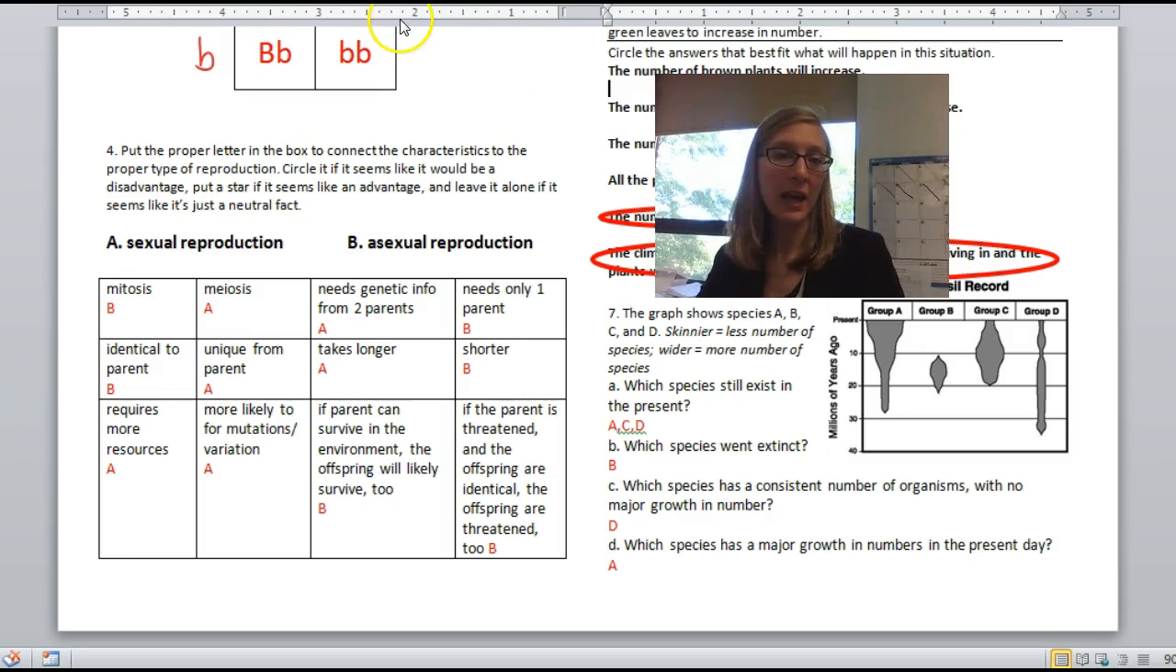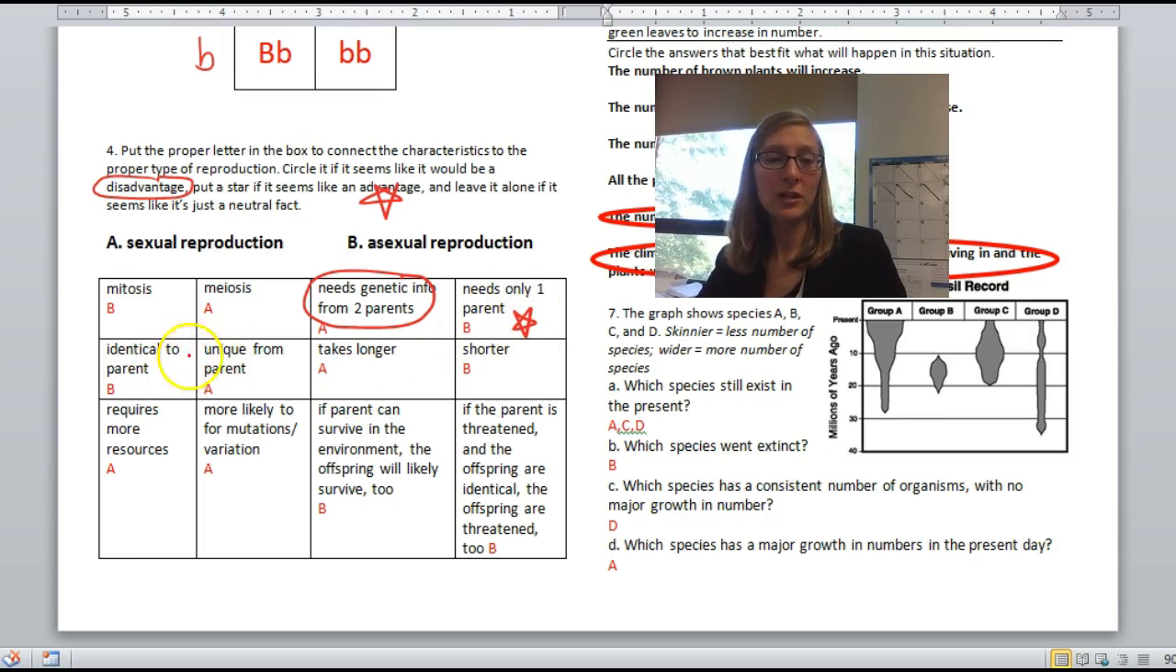Okay, so we have to put a circle if it seems like it would be a disadvantage, and put a star if it seems like an advantage, and leave it alone if it's just a fact. So mitosis, meiosis, those are just facts. That's nothing really special. Needing genetic information from two parents, you might want to consider that possibly a disadvantage because that can be challenging for a species, especially if they live someplace isolated or if there just aren't a lot of those species available. So needing only one parent, we could see that as an advantage.